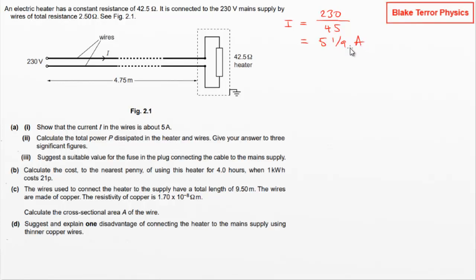of an amp. So 5.1 recurring if you wanted it as a decimal, but I'm going to stick with 5 1/9. I do like the fractions. Calculate the total power dissipated to 3 significant figures.